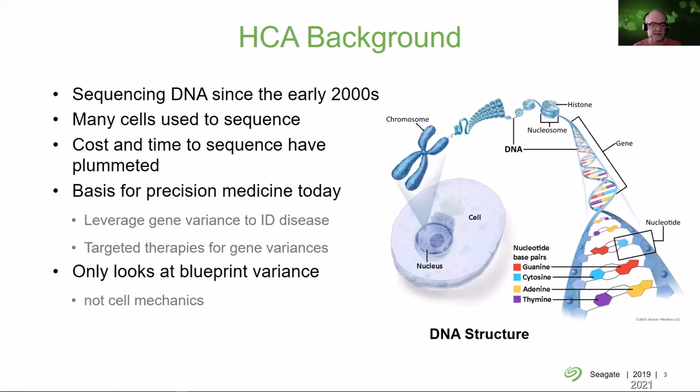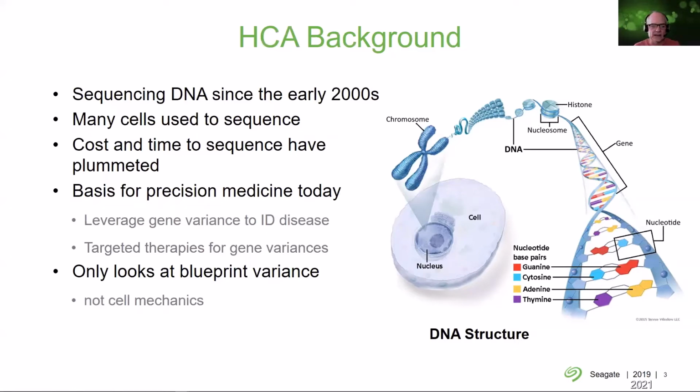We've been sequencing DNA since the early 2000s. The cost and time to sequence have plummeted over the last 20 years. That's why you can go to 23andMe and get your DNA sequenced for $100. But we use DNA sequences as a basis for precision medicine today. We've been comparing DNA sequences from one human to the next for so many years now. We see lots of variances, and those variances usually correlate directly to some sort of disease. So we can determine various types of cancer, and then we can target therapies for particular cancer types or gene variances.